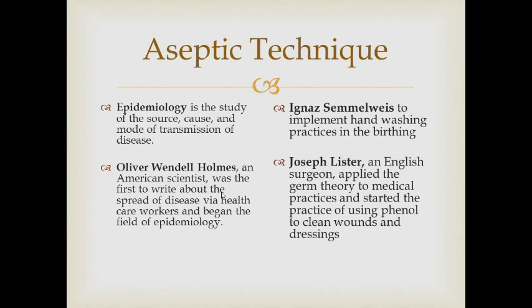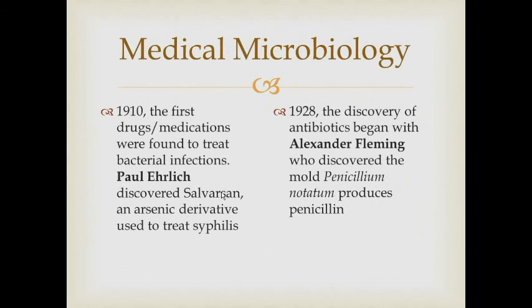Despite the advances being made in microbiology and the relationship between microbes and disease, it wasn't until the early 1900s that methods were actually developed to help patients who were infected with these microbial diseases. Two significant events in medical microbiology need to be noted. First was in 1910 and the discovery of Salvarsan, which is an arsenic derivative. Paul Ehrlich discovered Salvarsan and used it to help treat patients who had syphilis. The second is in 1928 when Alexander Fleming discovered penicillin when working with the fungus Penicillium notatum. This led to the development of antibiotics.